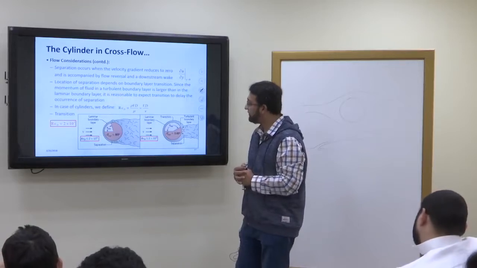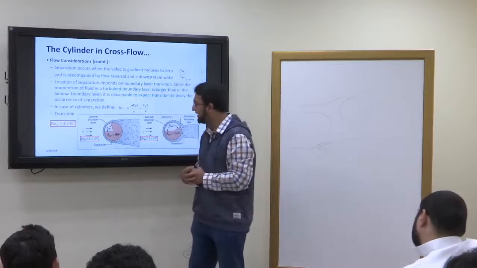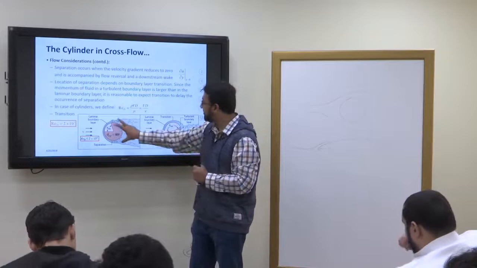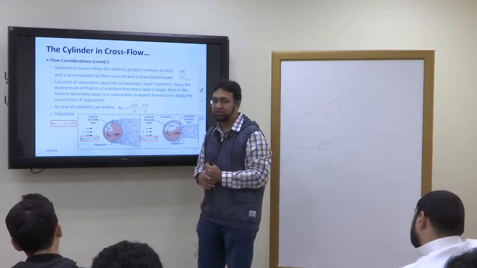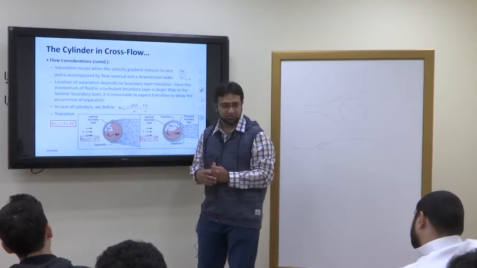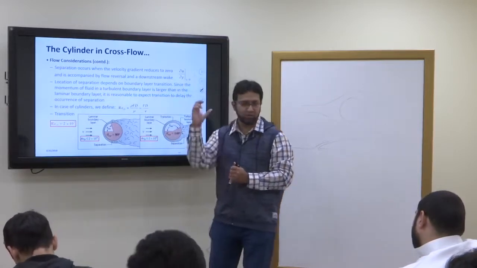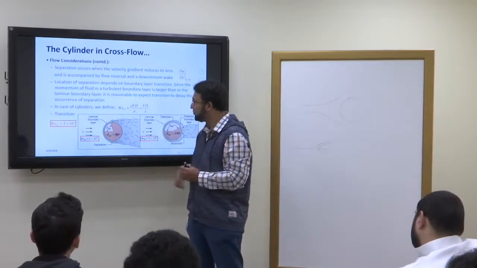So the Reynolds number or the velocity will define when the separation occurs. Okay. So the Reynolds number and the velocity will define. Reynolds number is rho v d upon mu. In the case of the cross flow pipe, we have Reynolds number rho v d upon mu.